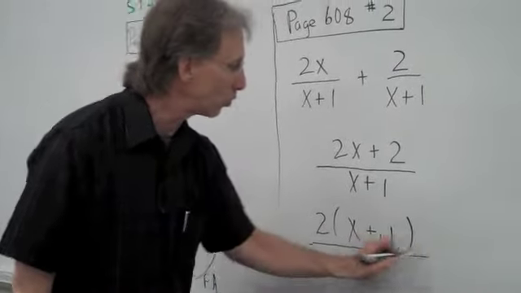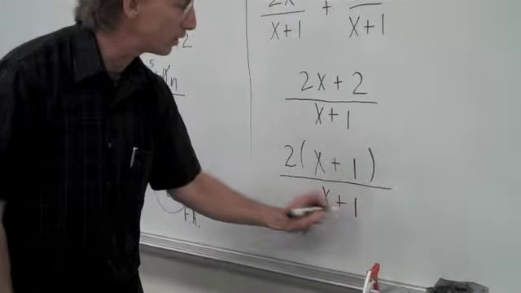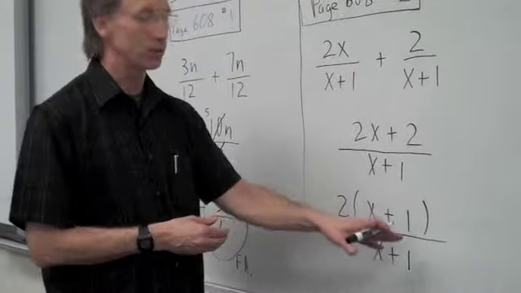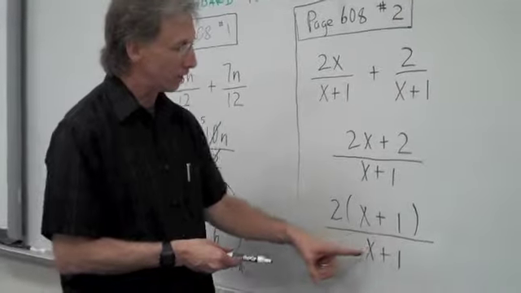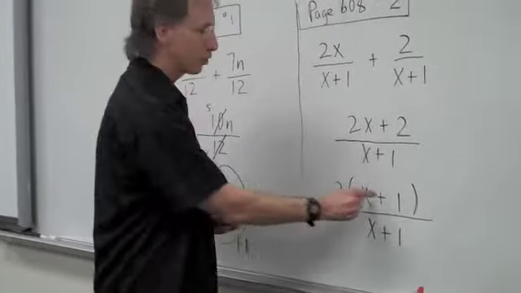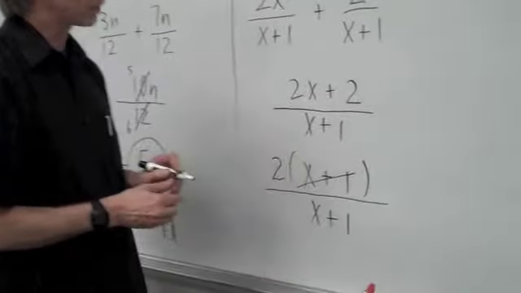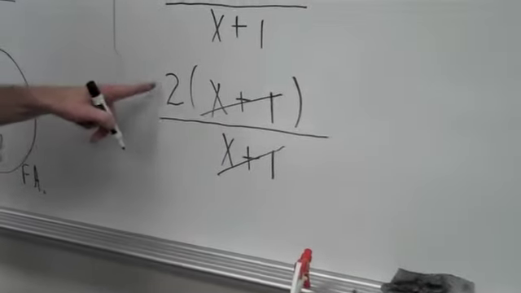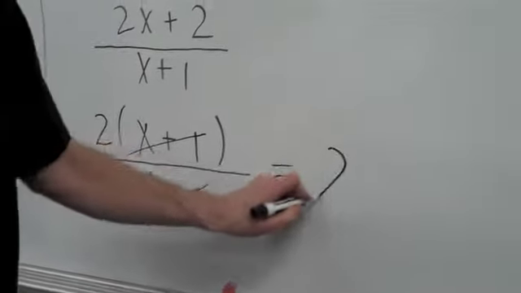We put that now over the same denominator that we started with, which was the x plus 1. And at this point, we look to see if there's anything that we can cancel out top and bottom. You'll notice that we have the x plus 1 here and the x plus 1 at the bottom. They are a team. They go together because they're joined by the plus sign. So we cross out the entire x plus 1 here and the entire x plus 1 here. The only thing that's left is the 2, and that means that the answer is 2.